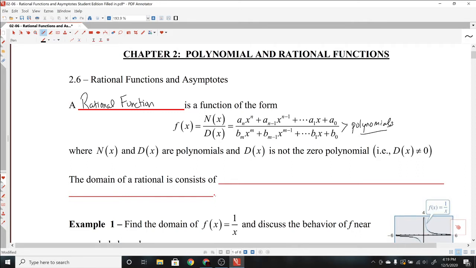All right. So the domain of a rational function consists of all real numbers, because again, polynomials, we can put any number in, except those x values for which d of x is zero. So in other words, I can't plug any number into the denominator that would make that denominator come out to zero.